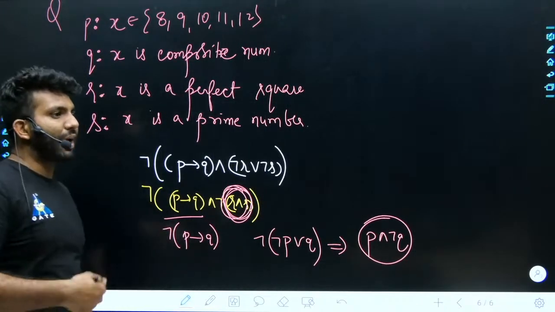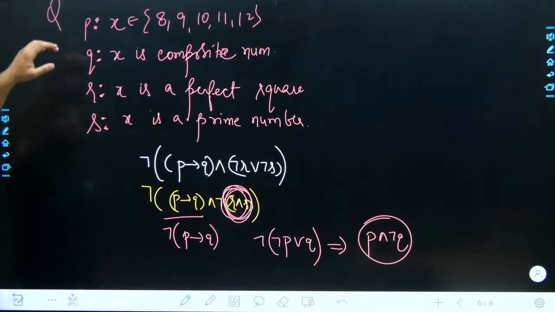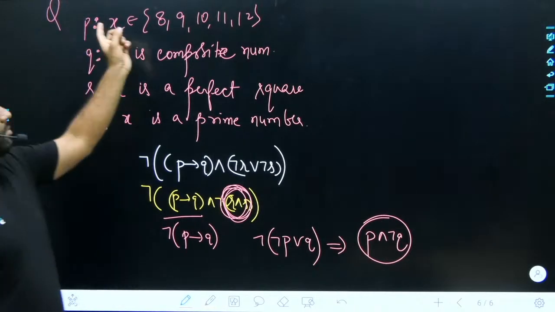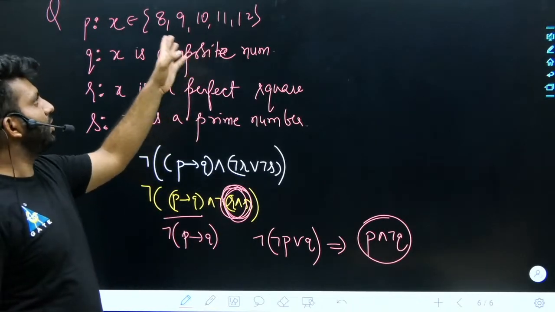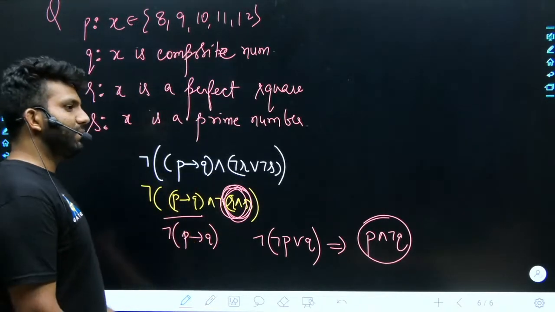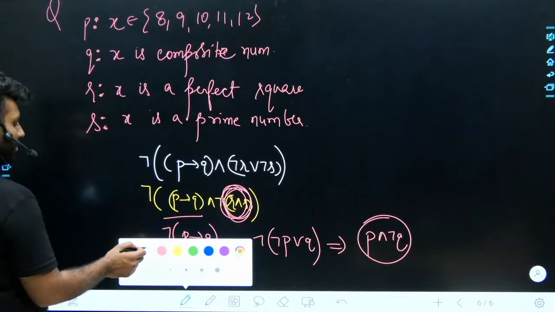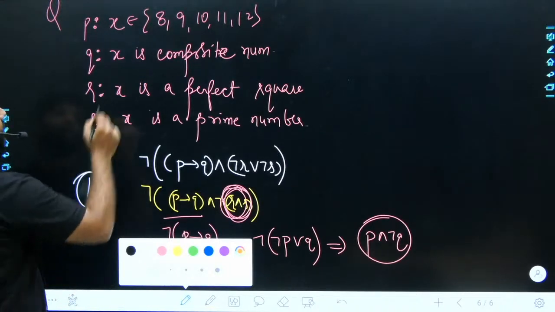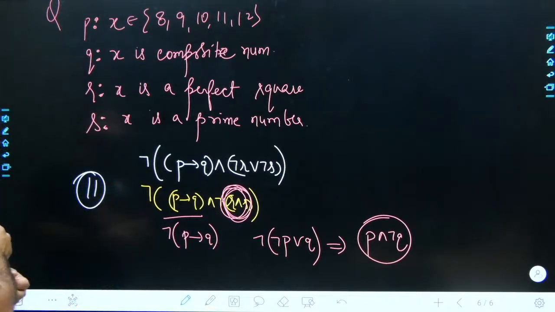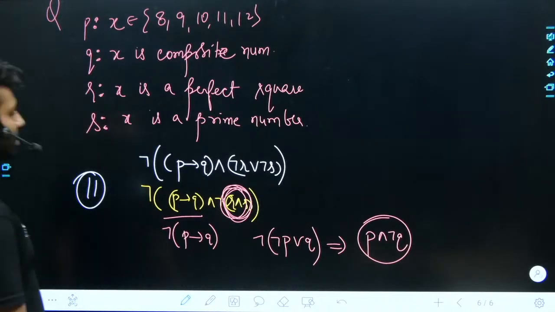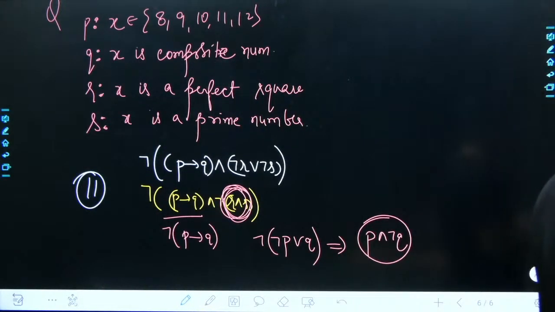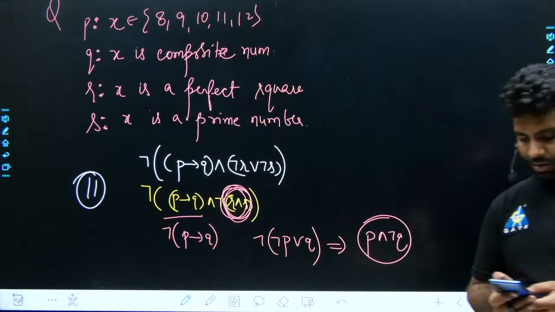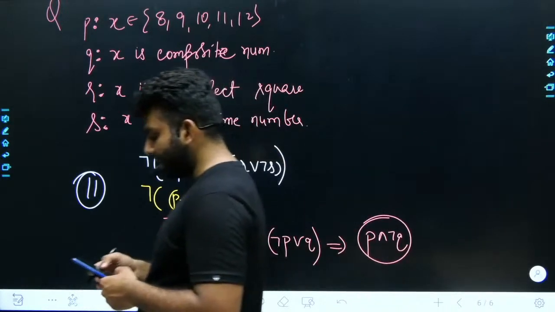If a number does not satisfy Q, that means X is a prime number. And if it belongs to this set, the prime number must be one of these. Which one of these is a prime number? The answer is only one, that is 11. 11 is your final answer, because 11 is a prime number as well as it belongs to the given set. I hope this question is clear. Very interesting.